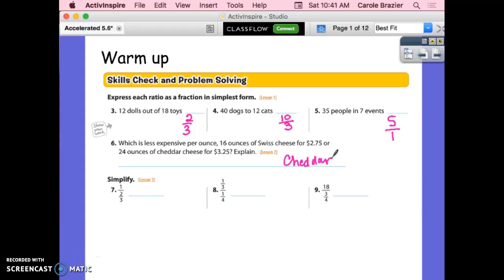Okay, for number 7, you should have gotten 1.5. Number 8, you should have gotten 1 1/3. And number 9, you should have gotten 24.